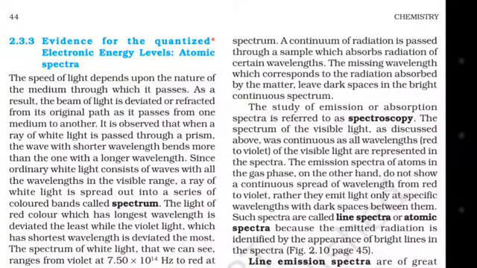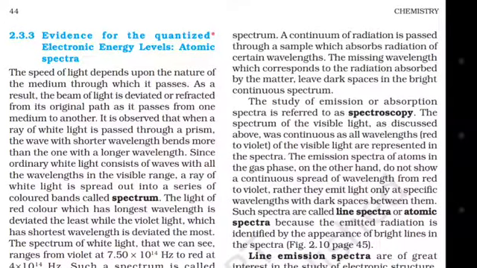On page number 44, section 2.3.3: Evidence for the quantized electronic energy levels, atomic spectra. The speed of light depends upon the nature of the medium through which it passes. As a result, the beam of light is deviated or refracted from its original path as it passes from one medium to another.